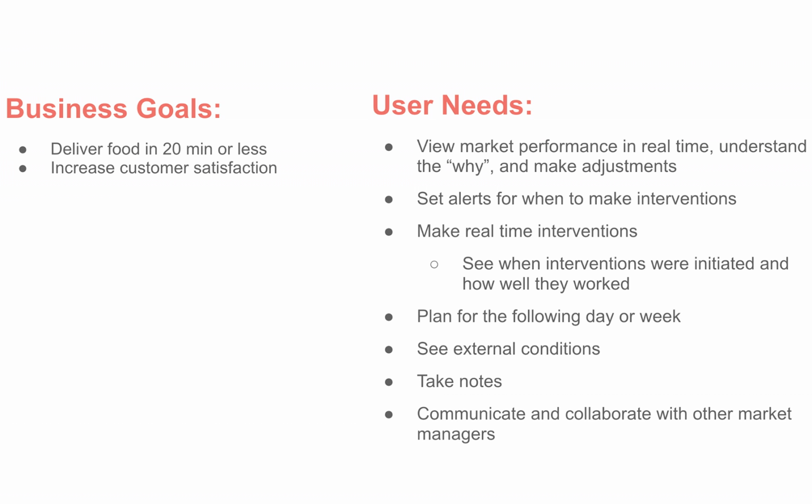It allows users to view market performance in real time and truly understand the why, so they can make adjustments when needed. Users can set alerts to remind themselves when to make interventions. Users can see when interventions were initiated and how well they worked. Users can plan for the following day or week. They can view external conditions that may impact timing of deliveries. And finally, users can communicate and collaborate with their colleagues.